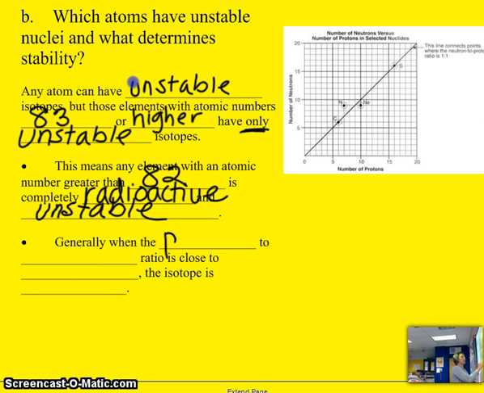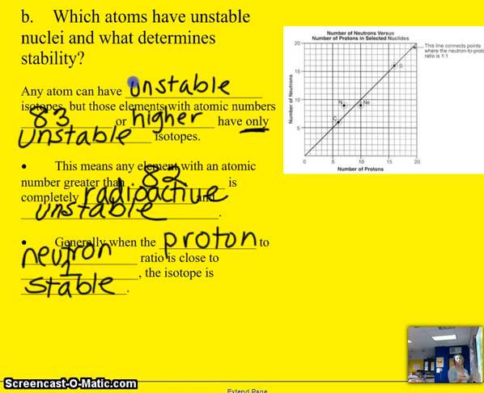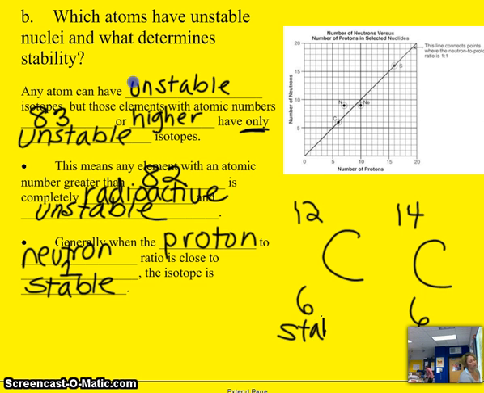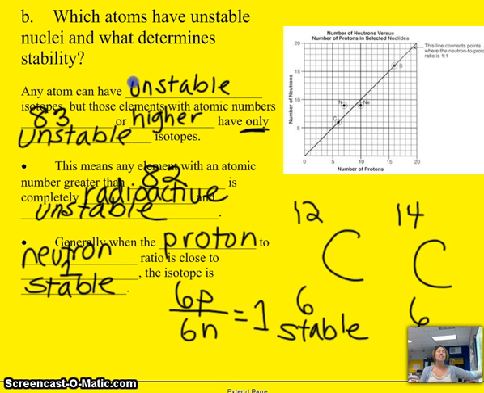Generally, when the proton to neutron ratio is close to 1, the isotope is stable. So for example, if we look at carbon 12 versus carbon 14, the first isotope is stable, and that has 6 protons and 6 neutrons. So if you were to get that ratio, 6 divided by 6, that would be 1. The second isotope, carbon 14 here, is actually radioactive.